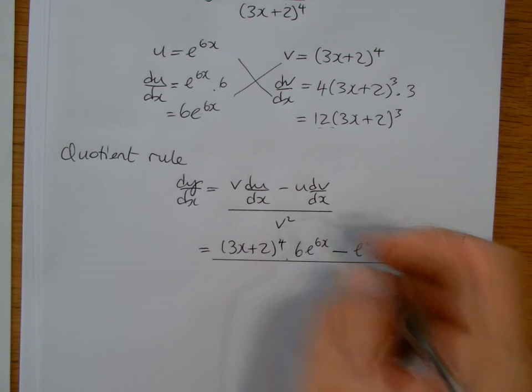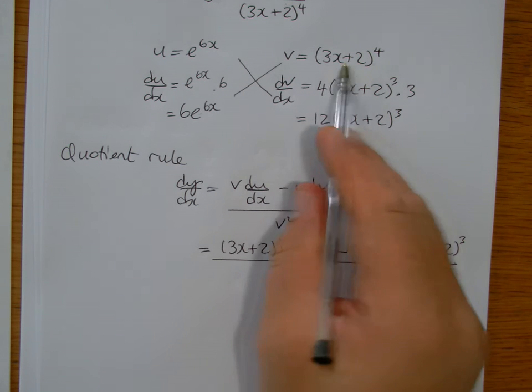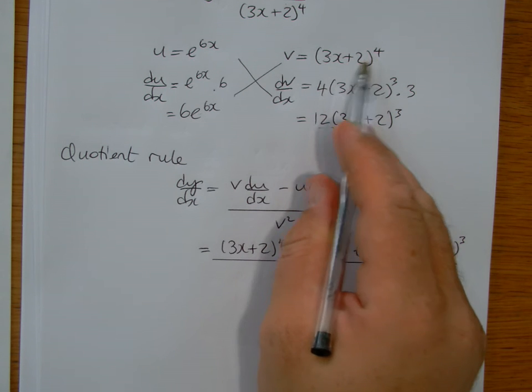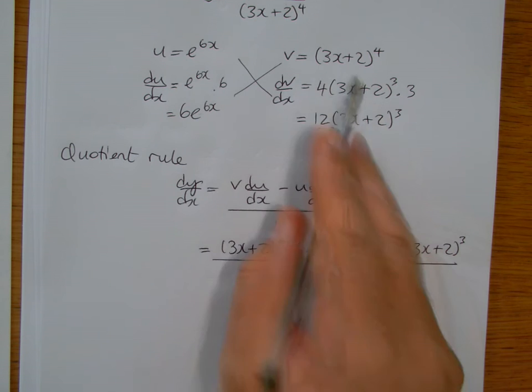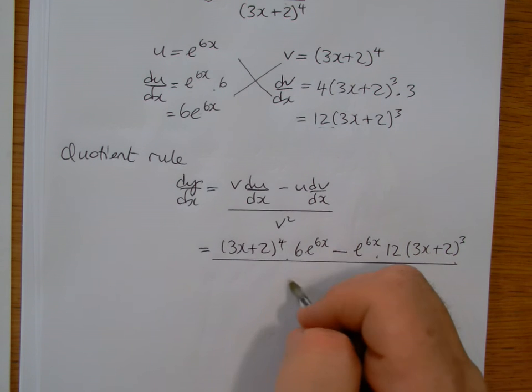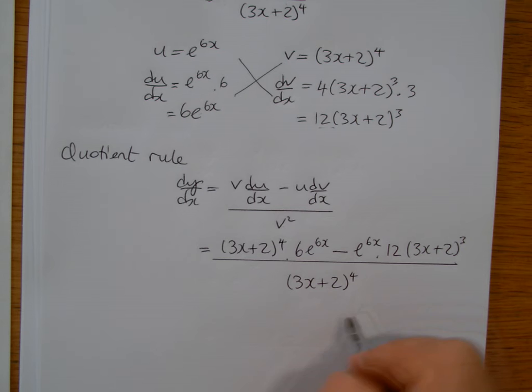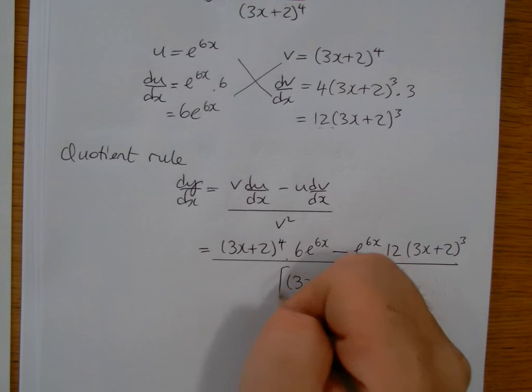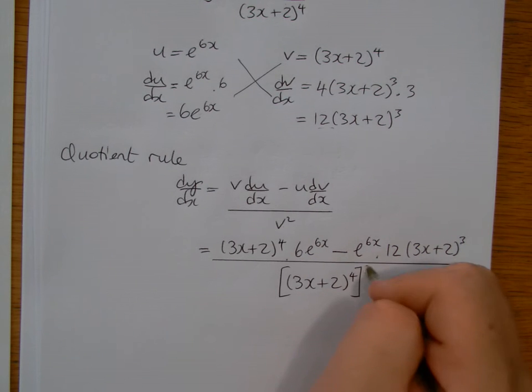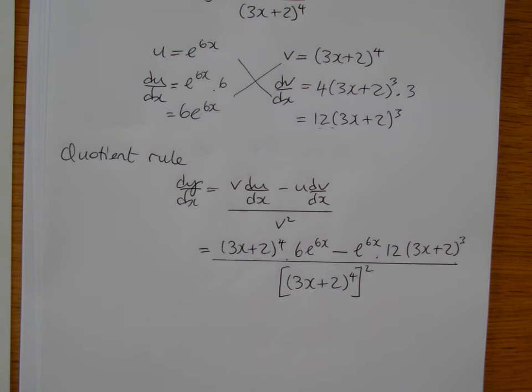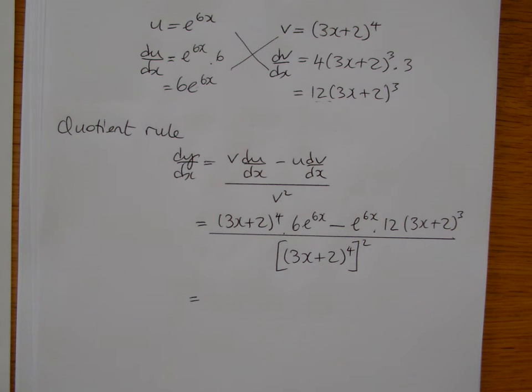v squared. Now your v already has a power to it, doesn't it? So we want to square this. What I would do is write (3x + 2) to the power 4, and because I want to square it, I put it in a bigger bracket. You can choose a square bracket if you want, and square it there, like that. Now it looks like a lot, but actually we'll do some work to this and it'll simplify nicely.